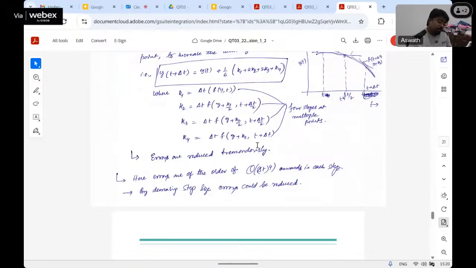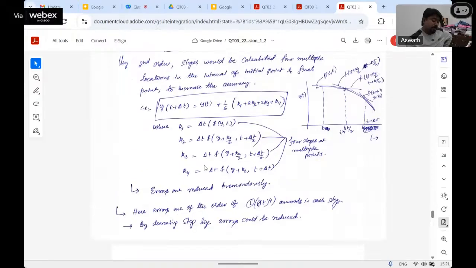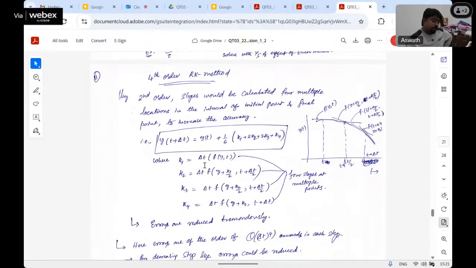Compared to RK2, RK4 is tremendously improved in accuracy, because you see the error is now decreased to a higher power, like delta t to the power of 4. That is a fourth order step size. And the overall error is also further decreased. So that is what the RK4 method gives you integration-wise.